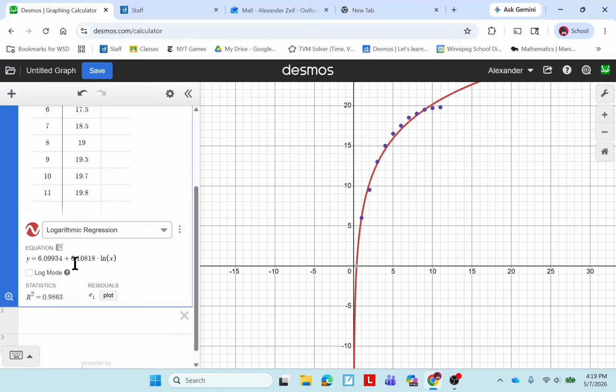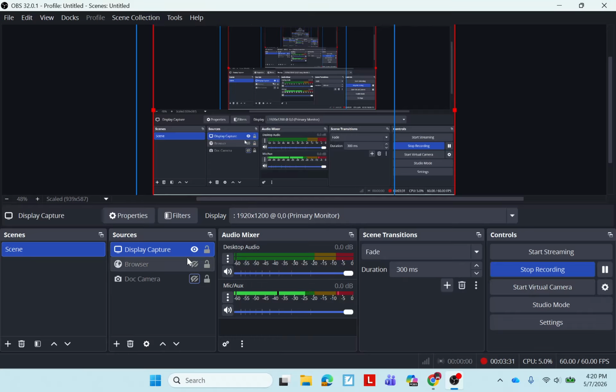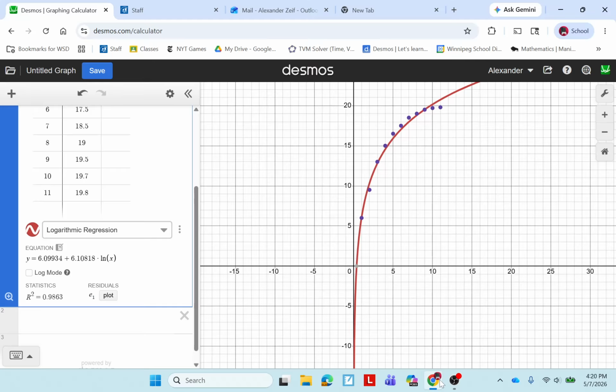So when we click on that, it does bring up the equation here. Y equals 6.099 plus 6.108 ln x. And when you write your equations, make sure that you're rounding to at least 2 decimal points. So make sure you have at least 2 numbers after the decimal point. If you want to write more, you are more than welcome to write more. So I'm going to go ahead and write that down. And sorry, I'm clicked off of there, but I realize I do need to write it down. So I'll switch back to the notes in a moment.